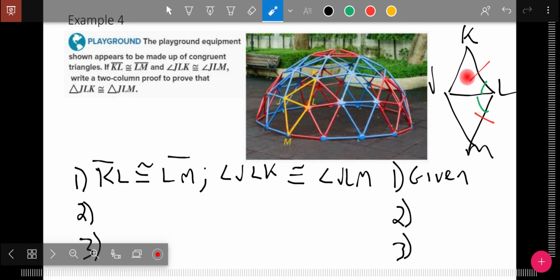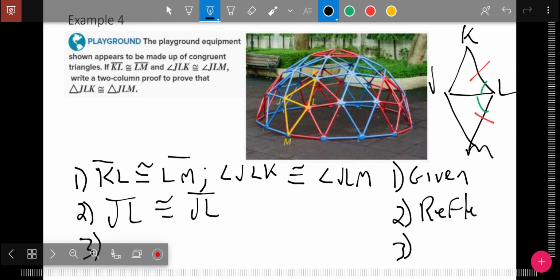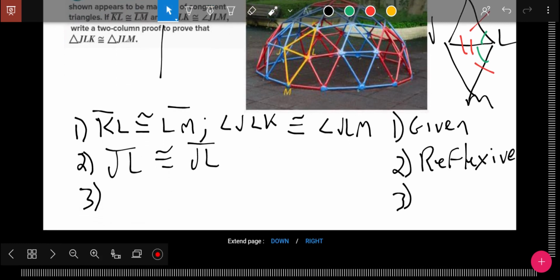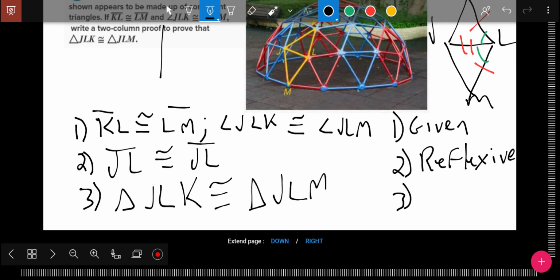This line is in both the top and bottom triangle. So JL is congruent to itself. JL is congruent to JL. That is the reflexive property. Mark that as well. That line's equal to itself. And so now I can say the top triangle is congruent to the bottom triangle, which they call triangle JLK is congruent to triangle JLM by side, angle, side congruence.